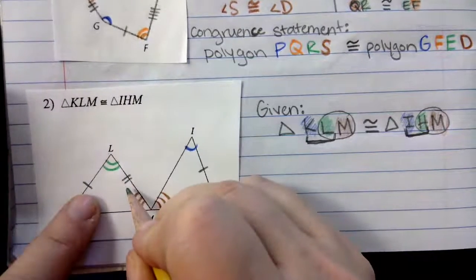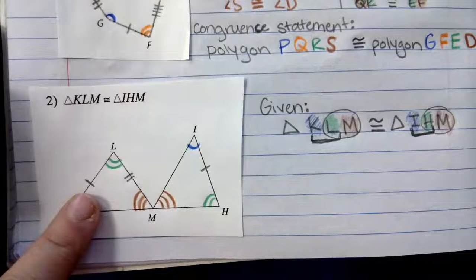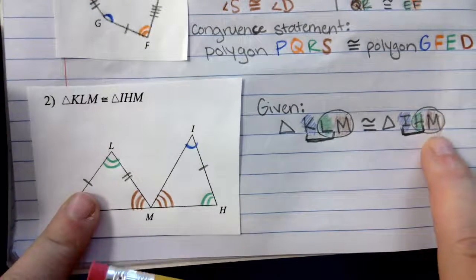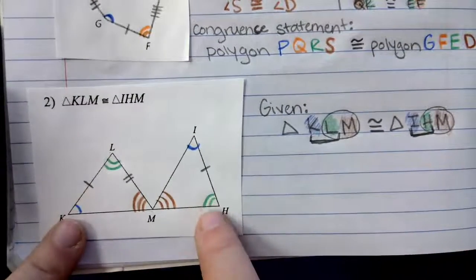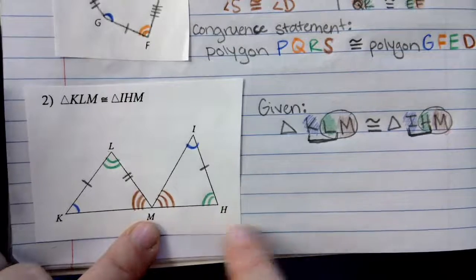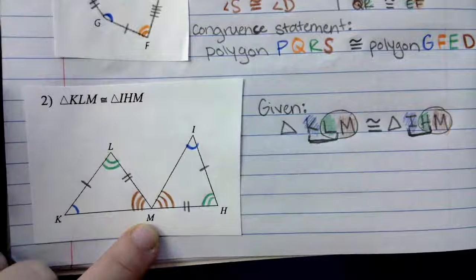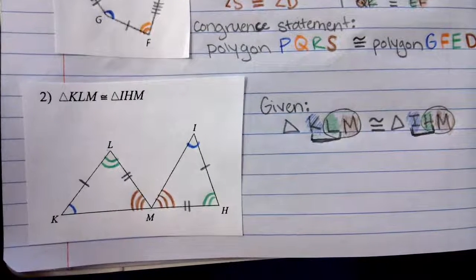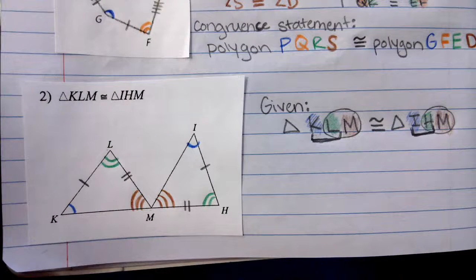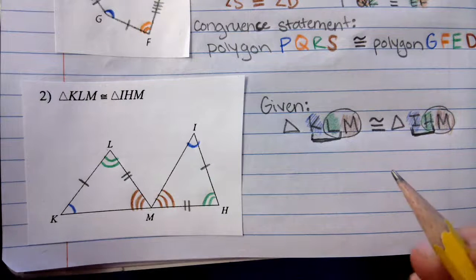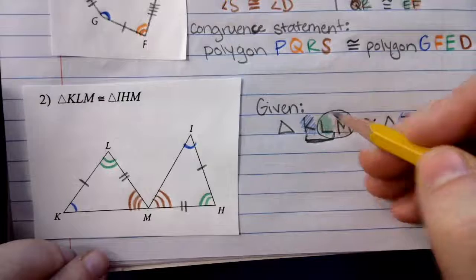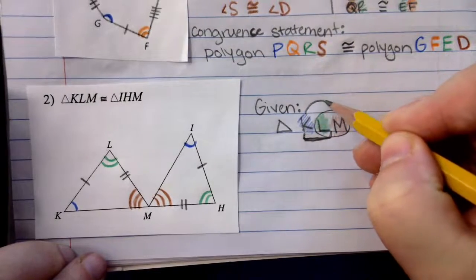And then we have one more side, and this one's kind of a silly side. It's when we go from the first to the last one. So KM matches with IM. You got it. You're on a roll today, Ikra. So K to M matches with I to M.